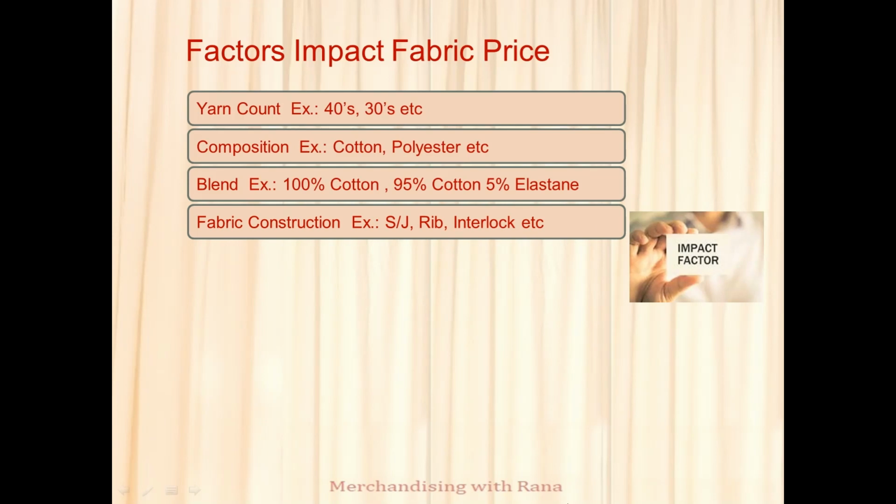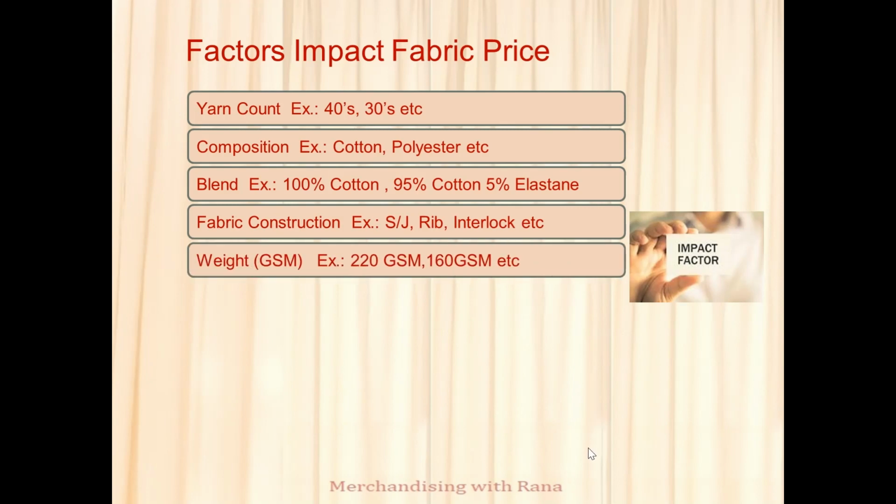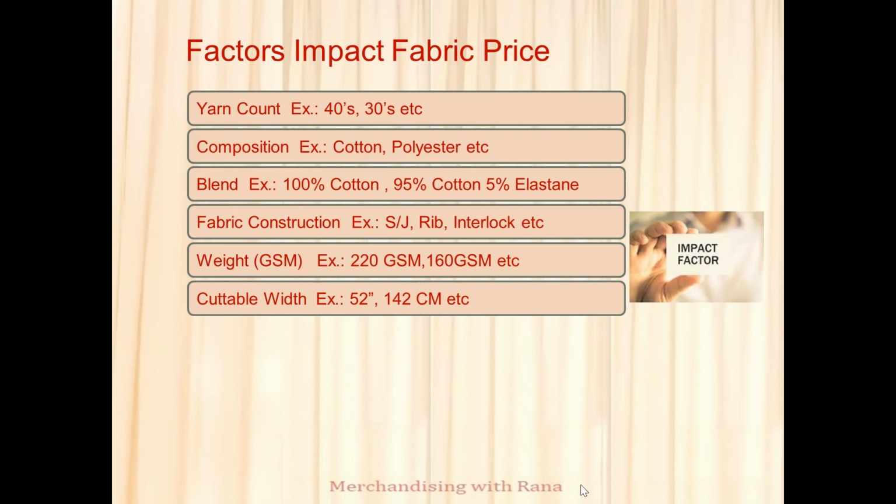Then fabric construction. Are you costing for single jersey fabric or rib fabric or any kind of construction? The fabric price will be different. Then weight, GSM, gram per square meter. Different GSM, different price. Cuttable width. Especially, it will impact consumption, so the price will be different for that.